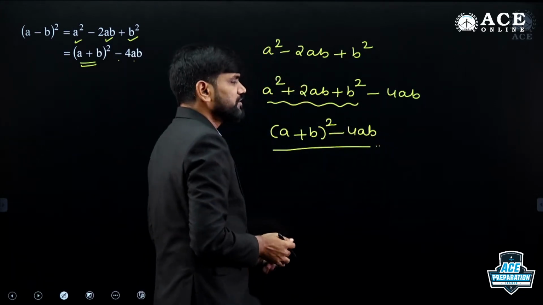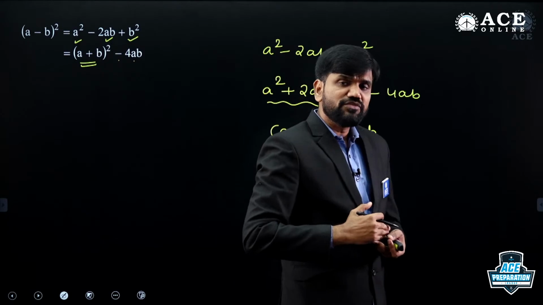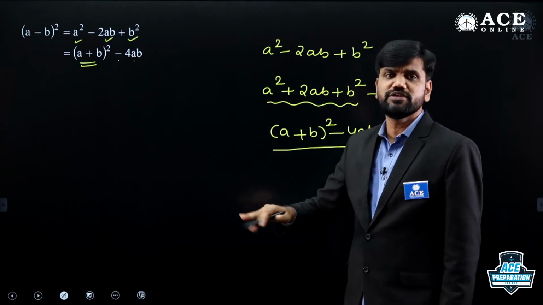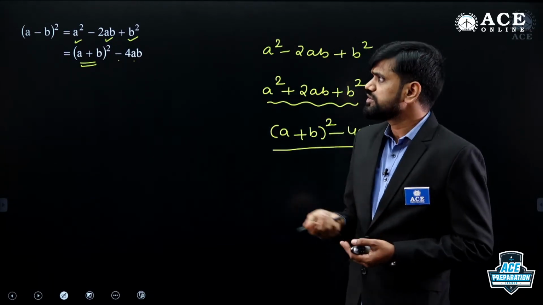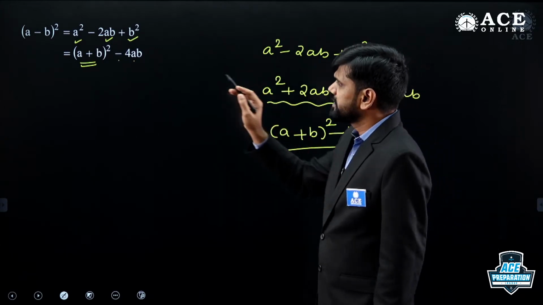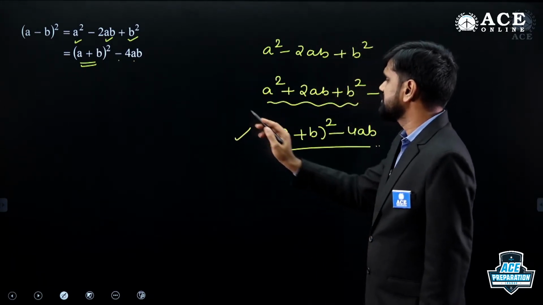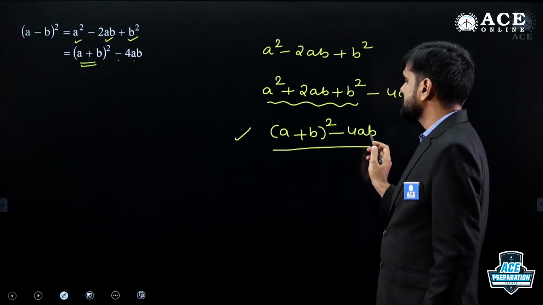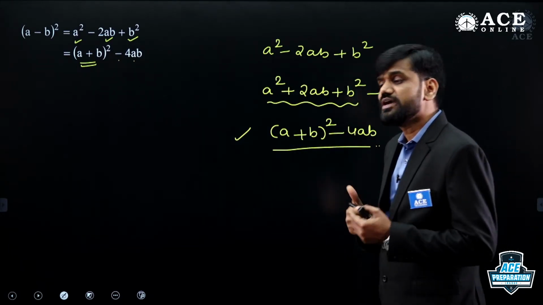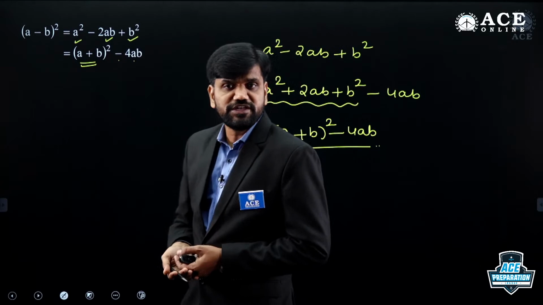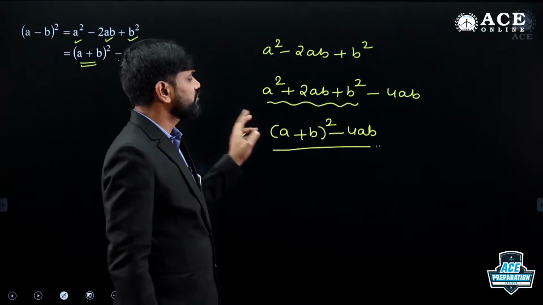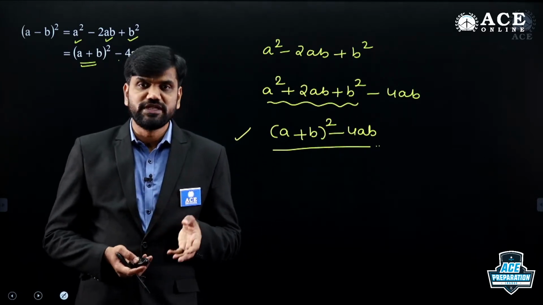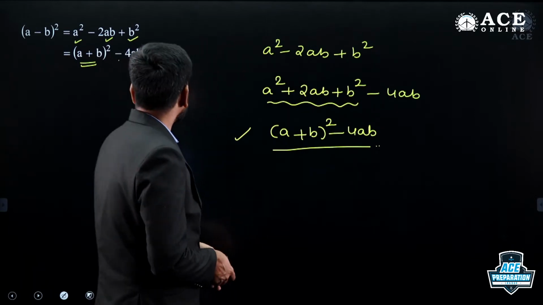Like this, we can convert a plus b whole square into a minus b whole square and a minus b whole square into a plus b whole square with these relations. If a plus b whole square is known and you wish to find a minus b whole square, we can say a minus b whole square equals a plus b whole square minus 4ab. If the product of a and b is given along with the sum of a and b, and you wish to find the value of a minus b, you can get it by relating it to the a minus b whole square formula and substituting the values.